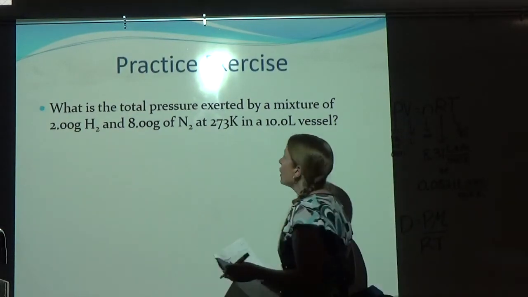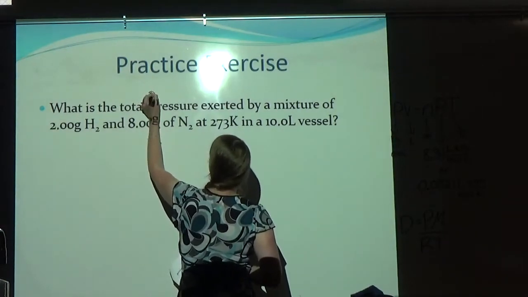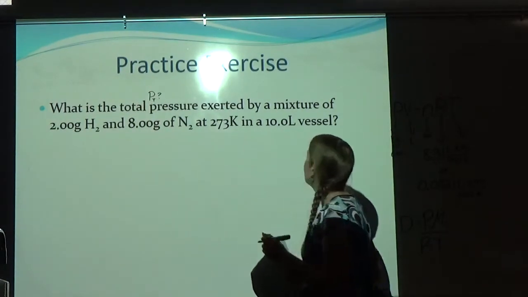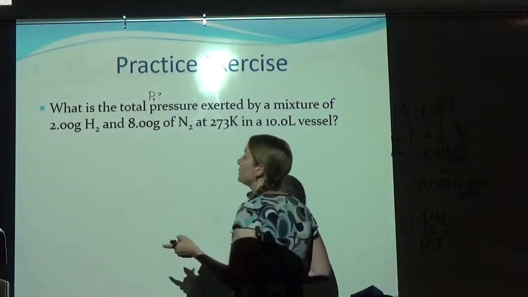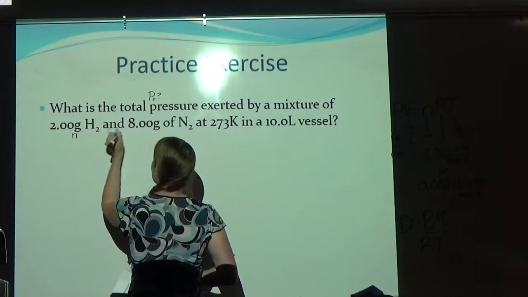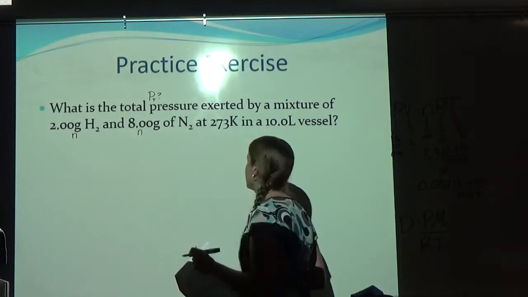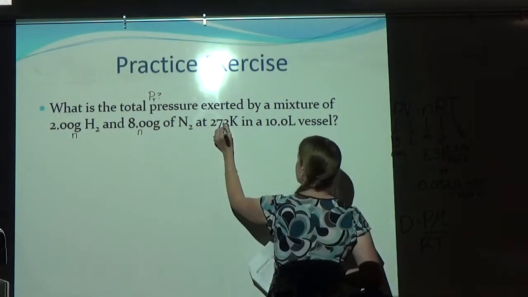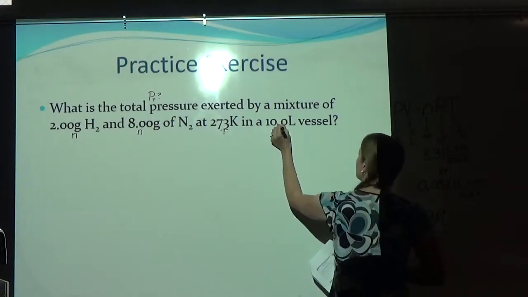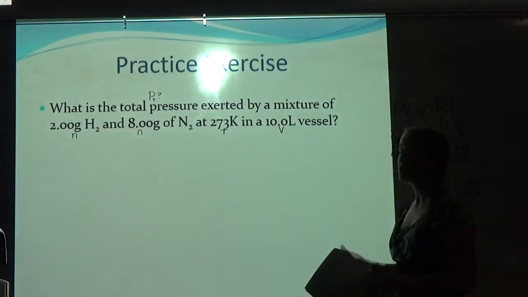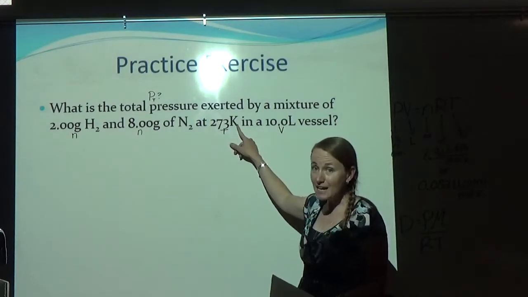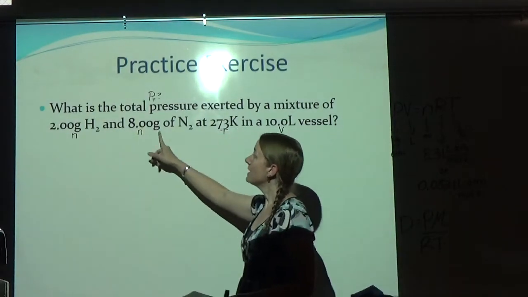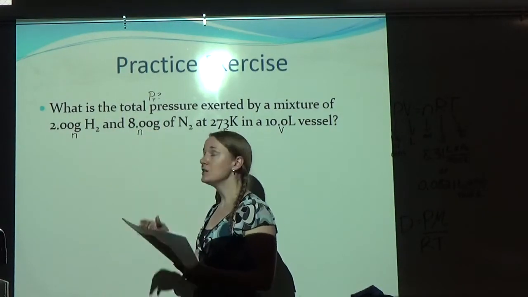So it says, what is the total pressure exerted by a mixture of 2 grams of hydrogen and 8 grams of nitrogen? So again, it gave me grams, but I know I can turn those into moles. At 273 Kelvin, so there's my temperature, in a 10-liter vessel, so there's my volume. So let me check my units. Volume is fine as liters, temperature is fine as Kelvin, but I need to switch these grams to moles, so I need to use molar mass.